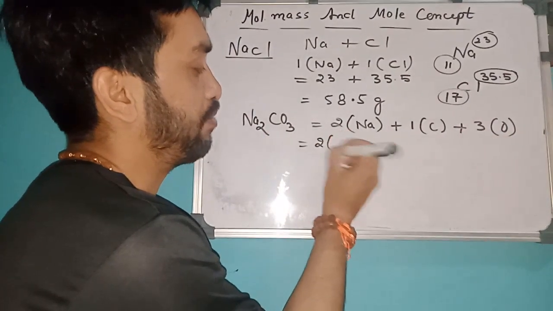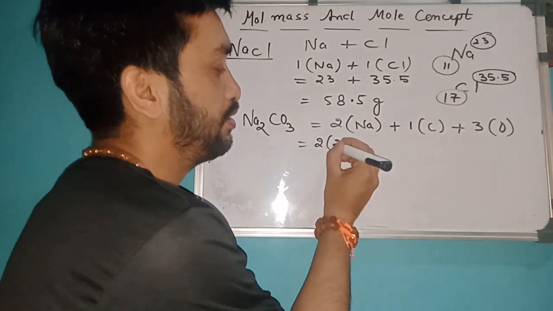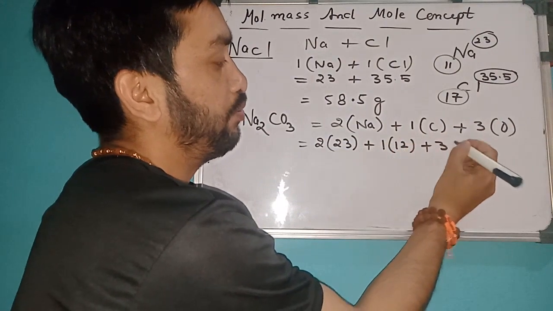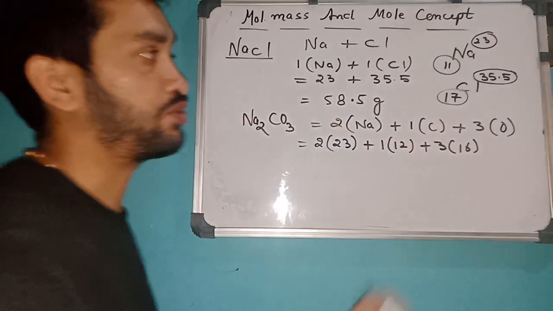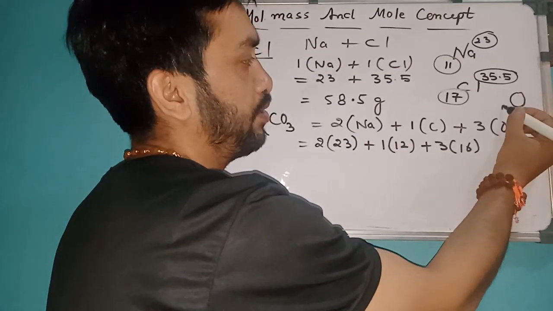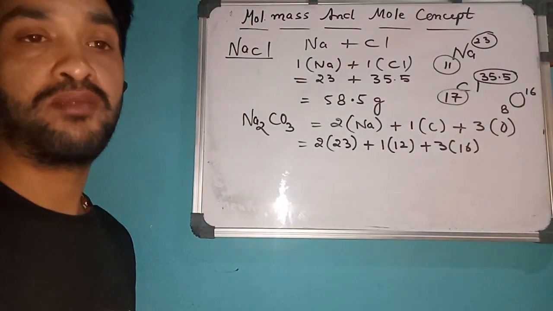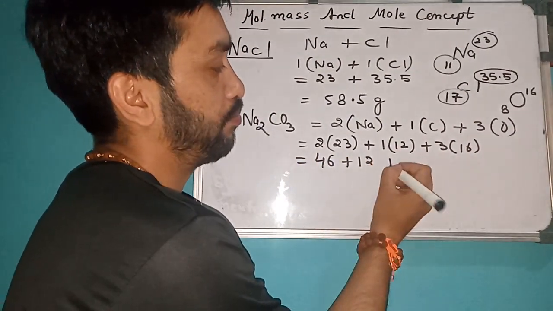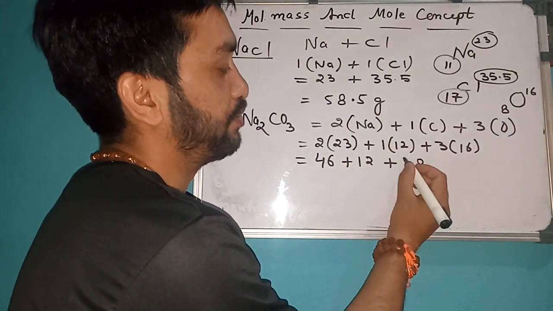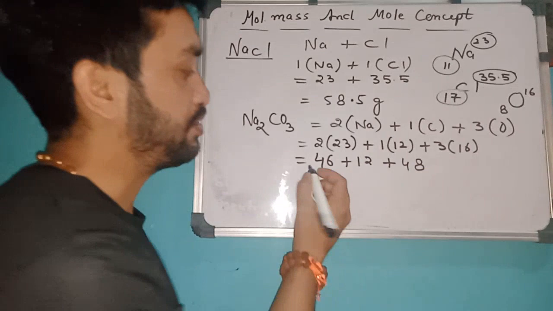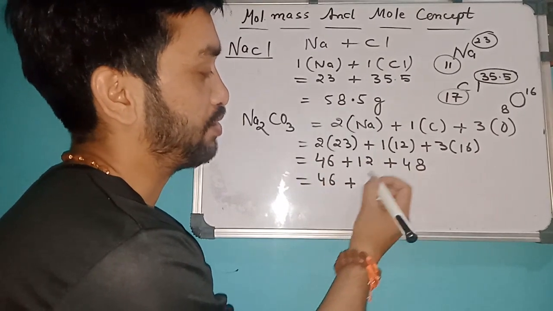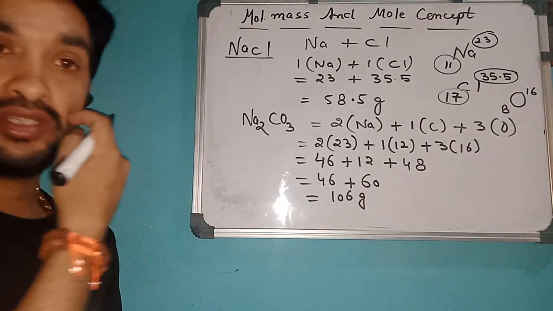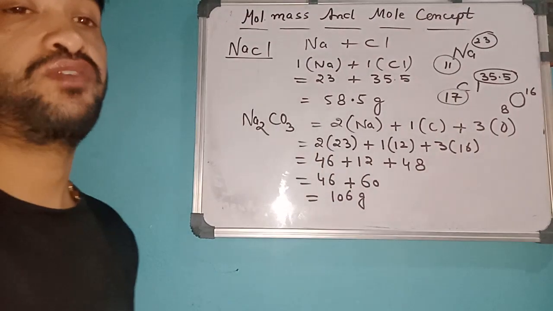Now I hope you know the atomic mass of sodium is 23. So 2 into 23 plus 1 into carbon, which is 12, plus 3 into oxygen, which is 16. Oxygen is written with 8 and 16, so we have to pick the mass number. So it will be 46 plus 12 plus 48. We can add it as 46 plus 60, which equals 106 gram.